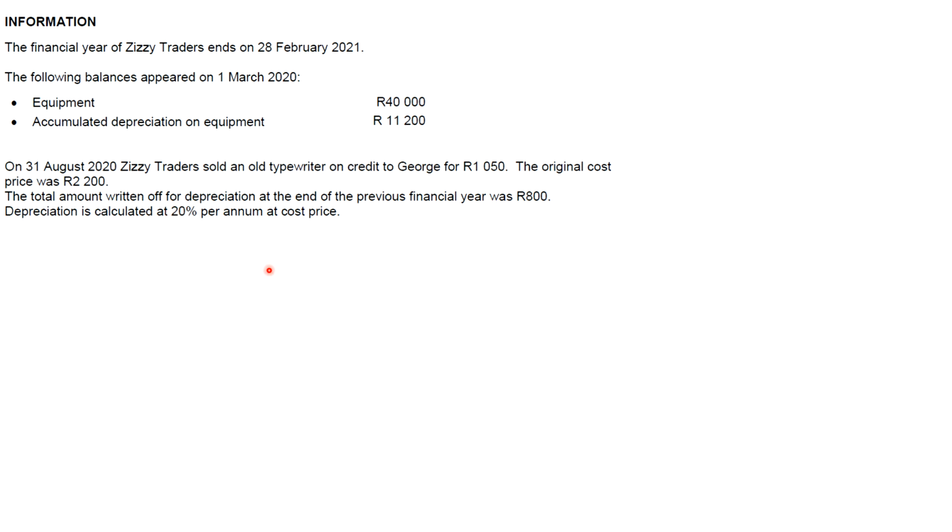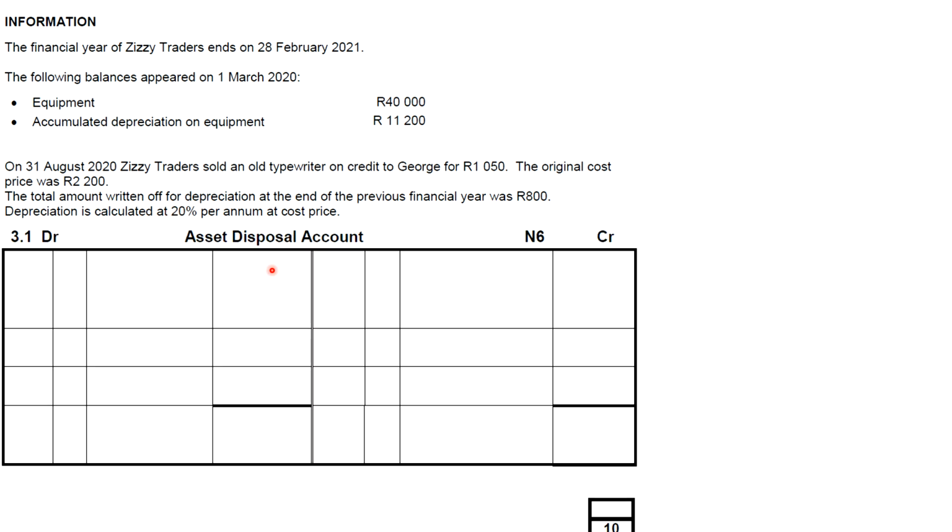So the first thing we're going to do is draw up our asset disposal account. There it is. Feel free to go back to the video where I explained the format and take down the format as you are watching this video, because that format is very important. So the first thing we're going to do, according to the format I shared, is record our cost price. So we are told it's equipment. So we write it here on the debit side, and they gave us the amount, which is 1,050.